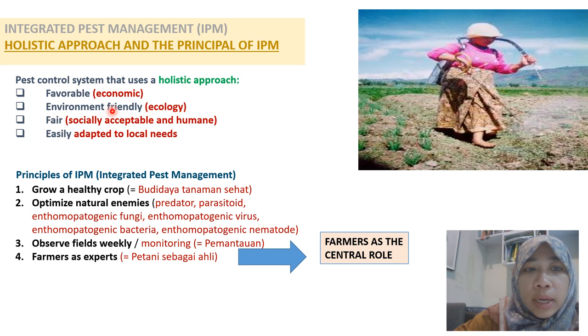We not only care about the pest itself, but also about the natural enemies. We care about the soil, the water. This is environmentally friendly. And pest control that we use should be fair, meaning socially acceptable and humane. Some controls are not socially acceptable, for example using entomopathogenic nematodes. A nematode is like a worm. We can control the insect using the nematode and make it ill, but in reality it's not socially acceptable.